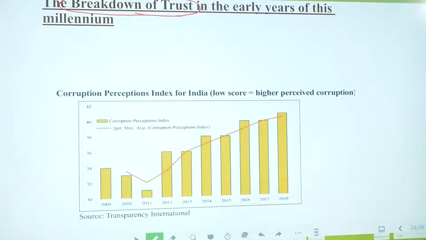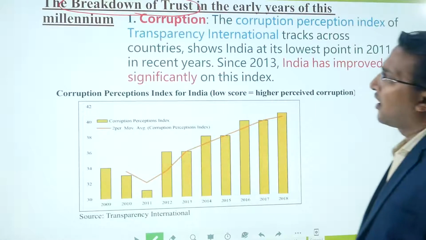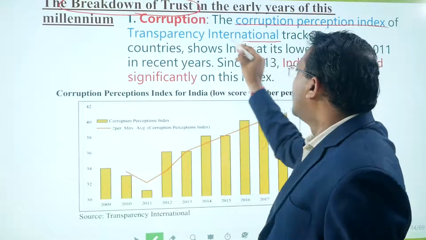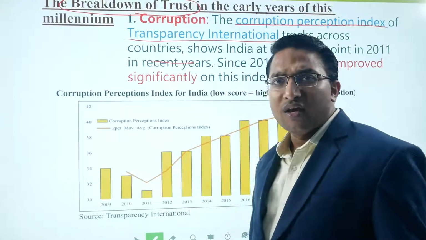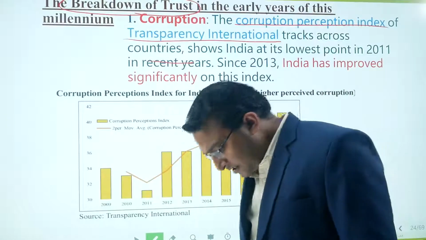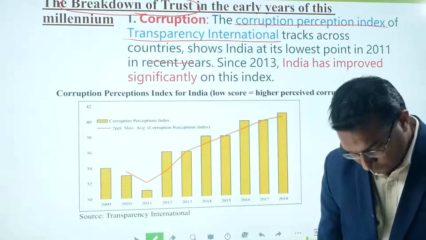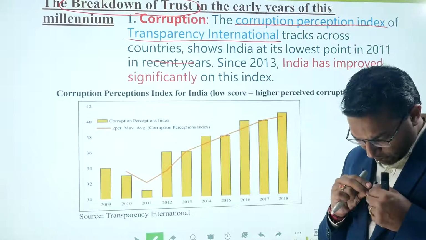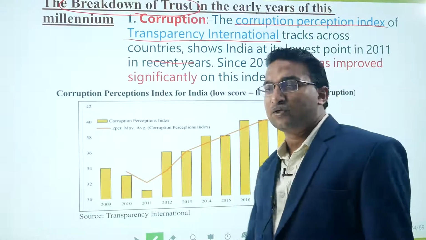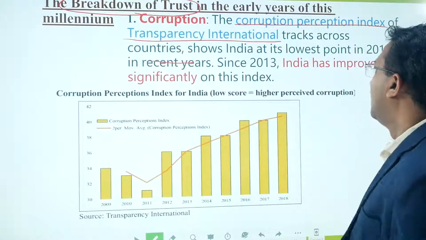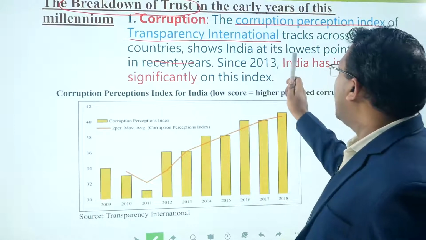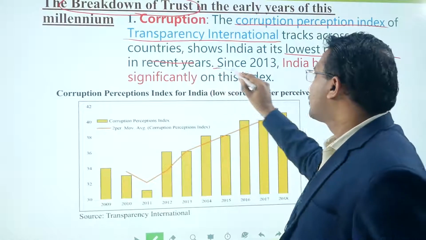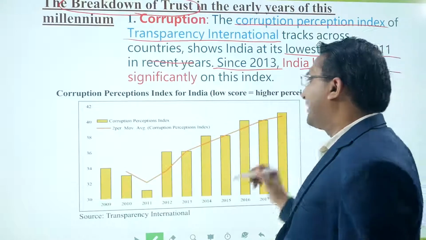So here the first point you can see is about corruption. The Corruption Perceptions Index is issued by Transparency International. So this can be a simple question: who issues the Corruption Perceptions Index? The answer is Transparency International. It shows that India is at its lowest point in 2011, and in recent years since 2013 India has improved significantly on this index.